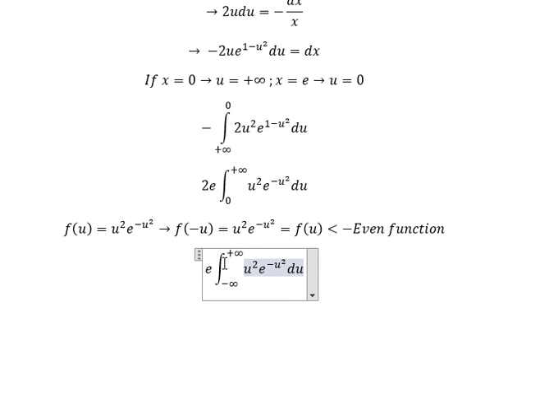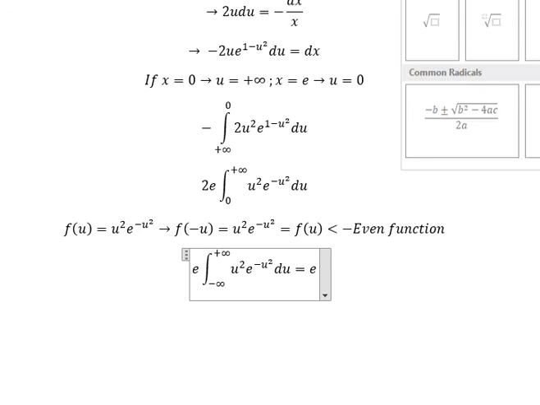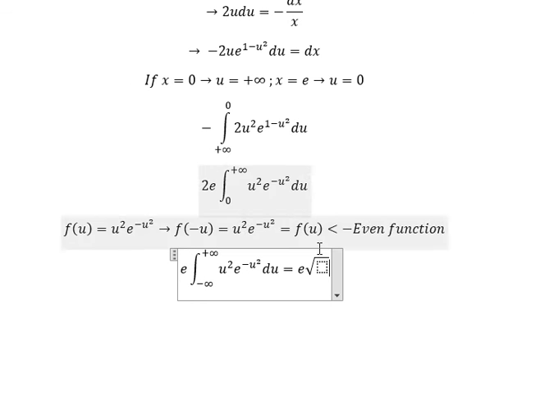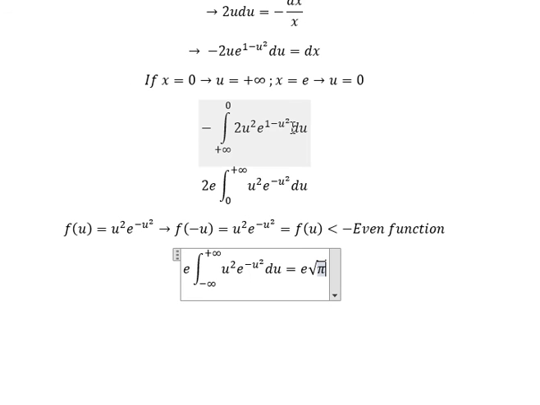And we know that this integral here should be the square root of pi over 2. And now we can get the final answer, that should be e multiplied by the square root of pi over 2.